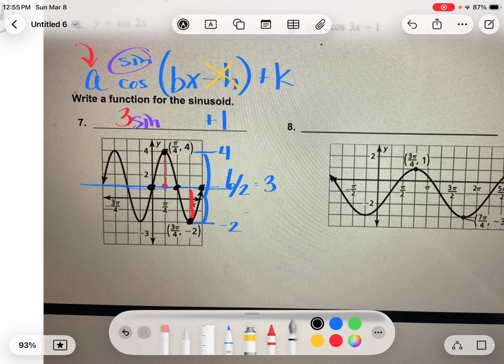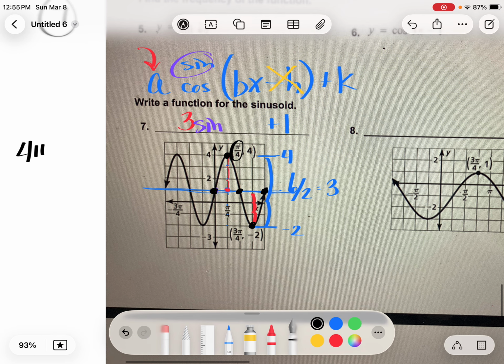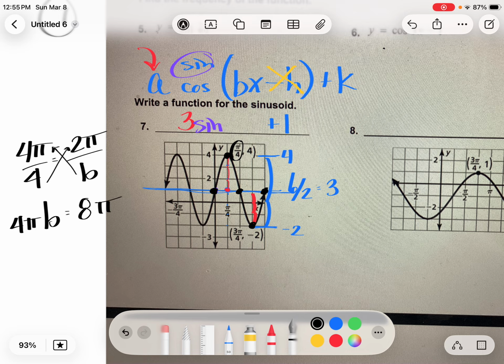So if I count, because of the label, that's pi over 4, 2 pi over 4, 3 pi over 4, 4 pi over 4. So I counted over 4 pi over 4. Now, recall, and I know that reduces, but it doesn't really matter because I have to find B. In order to do that, I just set it equal to the period formula and I cross multiply. So I get 4 pi times B equals 8 pi. Divide by 4 pi to both sides, and I get 2.